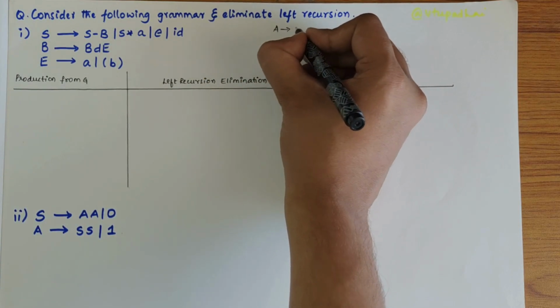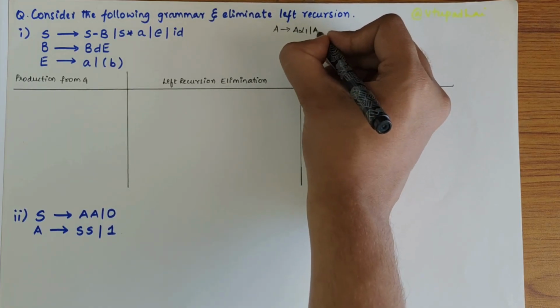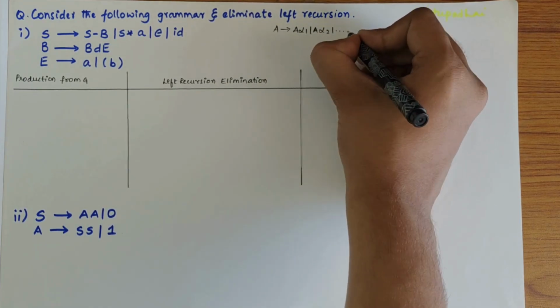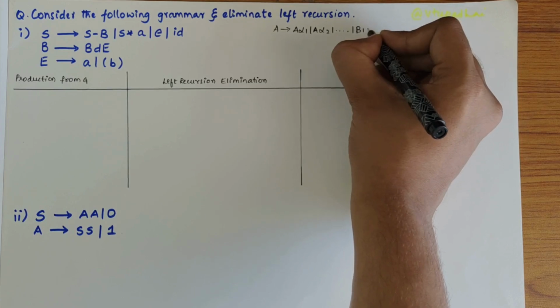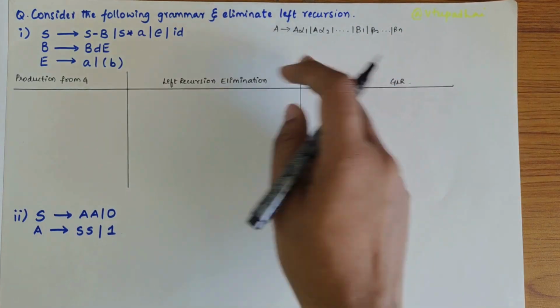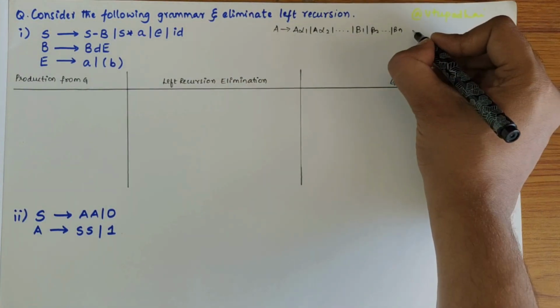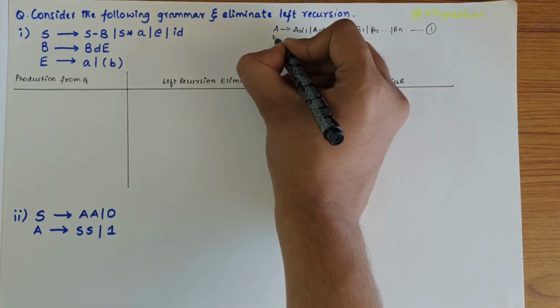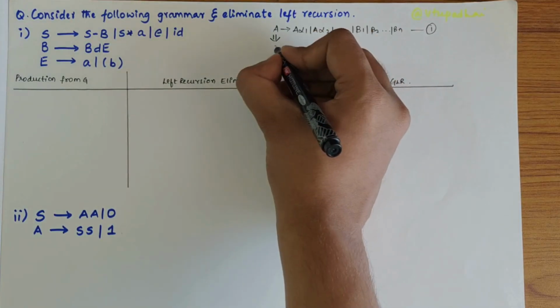So A derives A alpha 1, A alpha 2, beta 1, beta 2 till beta n. If the grammar is of this form, then it is said to be left recursive. So from this, we need to eliminate the left recursion.